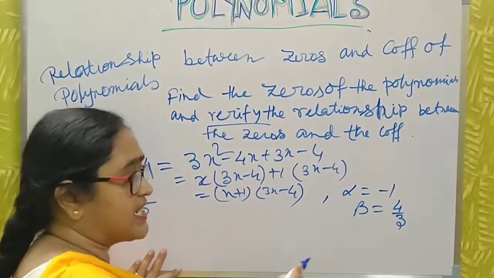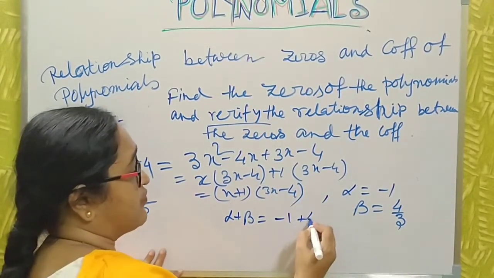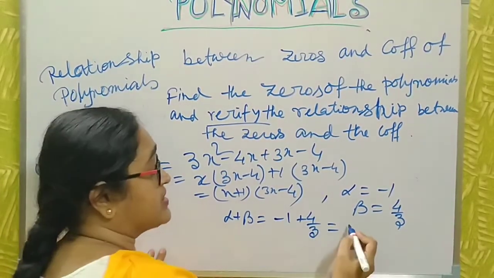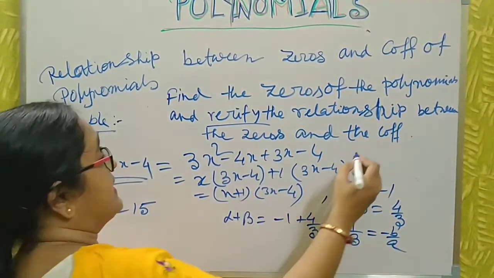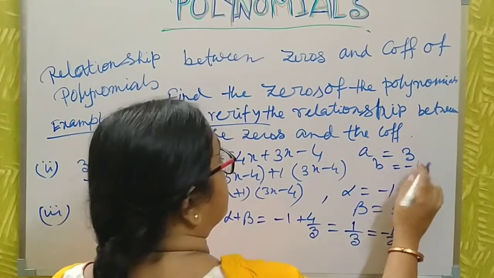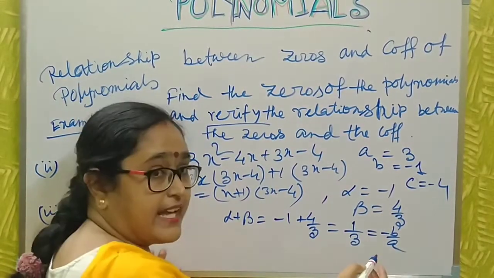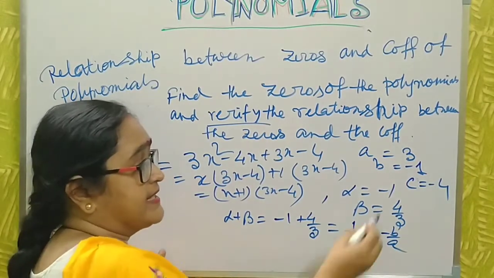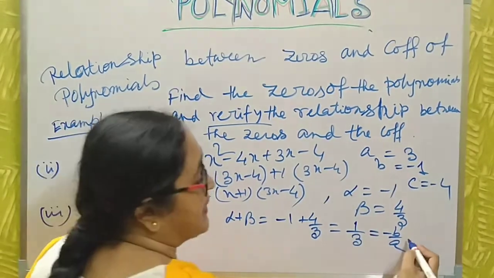Just you verify the relationship. The relationship is what? Alpha plus beta, that means minus 1 plus 4 by 3. This is what? This is just 1 by 3. This is also minus b by a. Here a is 3, b is minus 1, and c is minus 4. And then b is what? Minus 1, and a is what? 3. This is then plus 1 by 3. This is 1 by 3. Okay. Now this is verified.